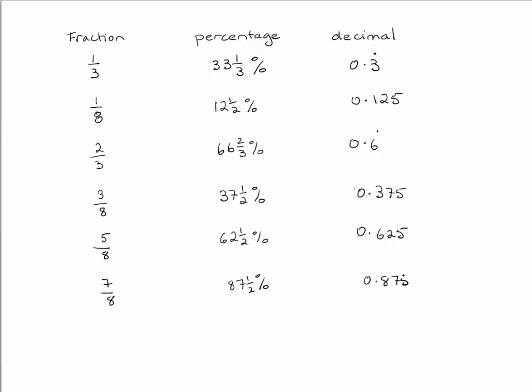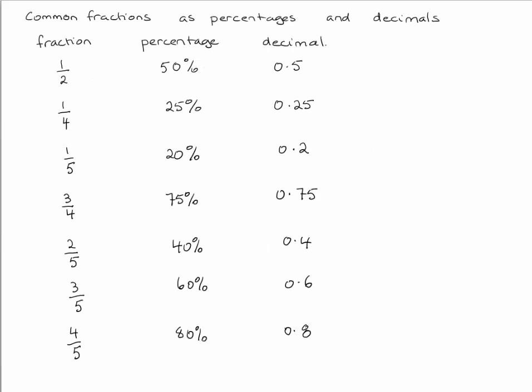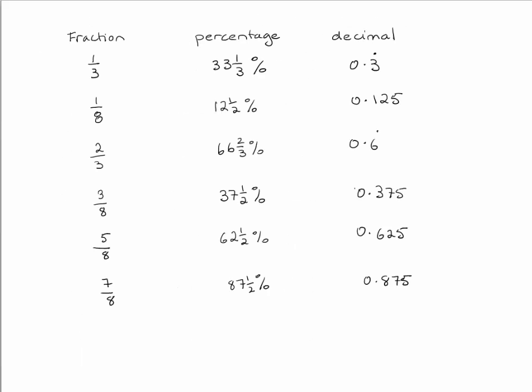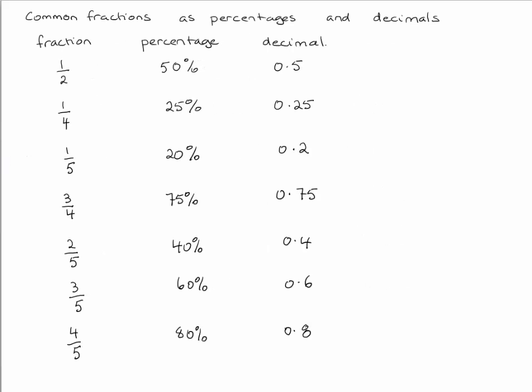But really the most important percentages for you to know are these most common ones: a half, a quarter, a fifth, 3/4, 2/5, 3/5, and 4/5. If you want to learn these other ones, a third, 33 1/3%, or 0.3 repeater, and an eighth, 12.5%, or 0.125, they're also useful to know. But the most common ones, and the ones that you should learn off by heart, are the ones here.